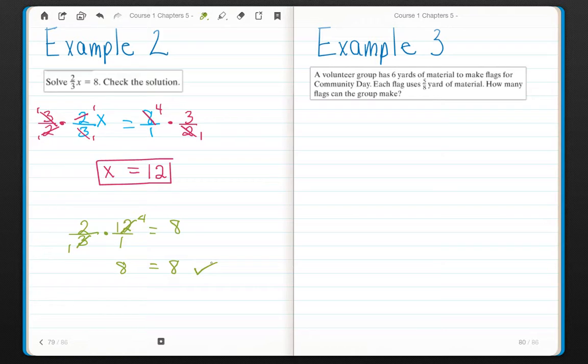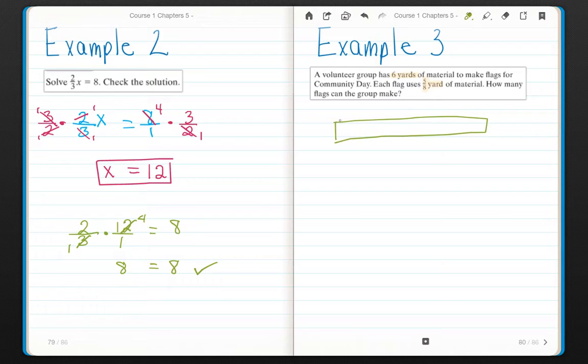Example 3. A volunteer group has 6 yards of material to use to make flags for a community day. Each flag uses 5/8 of a yard of material. How many flags can the group make? So, I'm going to draw a quick sketch just to make sure I know what I'm doing. So, I have 6 yards of material. I'm going to break that material into pieces that are each 5/8 of a yard.